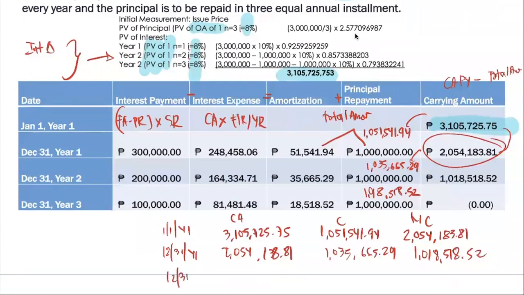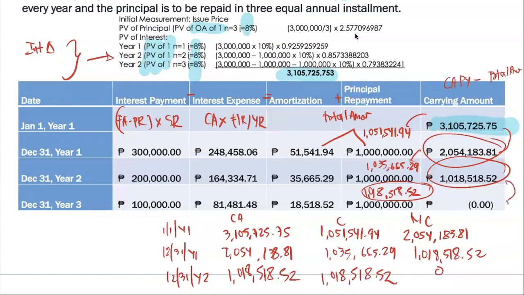How about on December 31, year 2, what's the carrying amount? 1,018,518.52. Current portion, this one, 1,018,518.52. Non-current portion now is 0. Okay, so that's how we present them if ever it is serial or term bonds. Do not forget your present value factors and the preparation of an effective interest method amortization table. Once you know how to prepare these items, it would be easier for you to answer problems relating to notes and bonds.